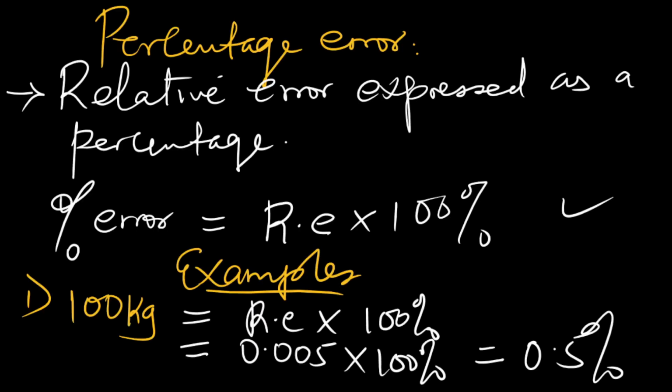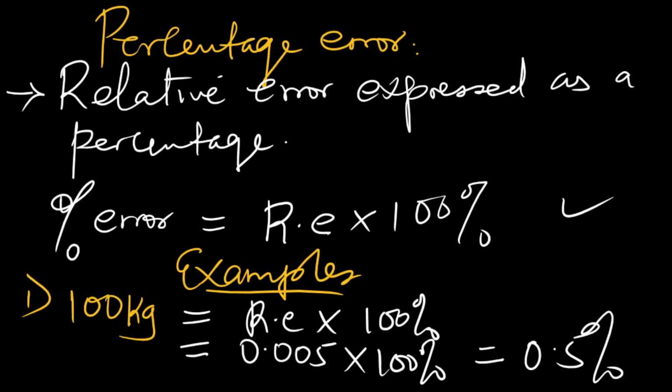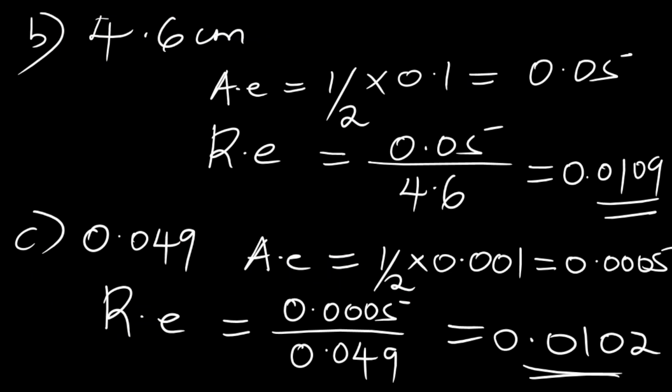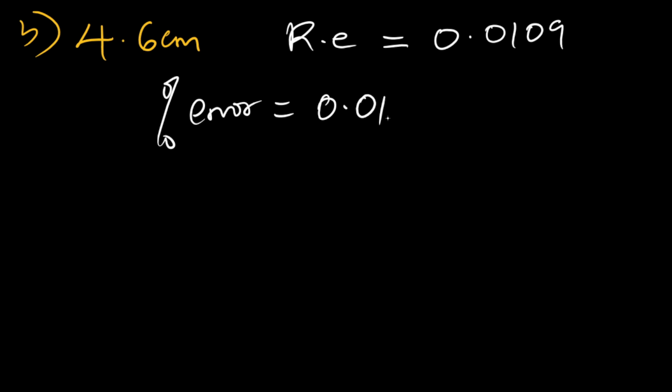Now we go to the second example, which was 4.6. What is the percentage error in 4.6 centimeters? We get the relative error in 4.6. We already got that as 0.0109. That is the relative error, and we've gone through how to calculate that. So you take this and multiply by 100. Percentage error is given by relative error 0.0109 times 100, and this will give 1.09%.